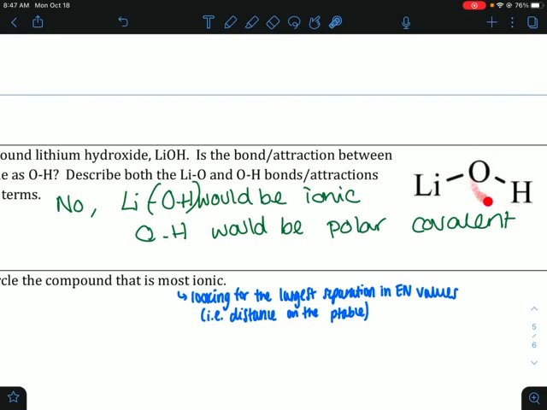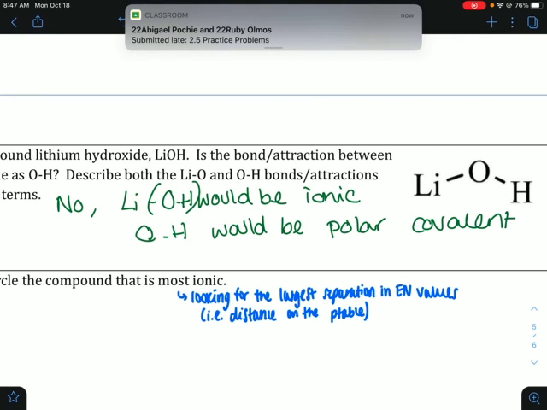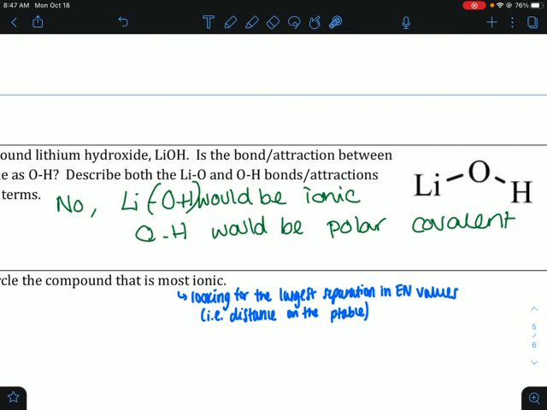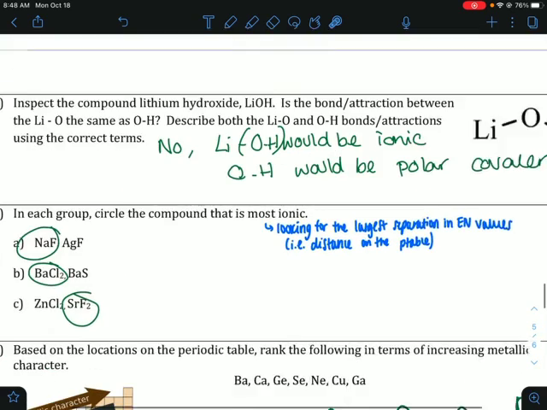So this here is a polar covalent bond, because there's going to be a pretty substantial difference in electronegativity between the oxygen and the hydrogen. However, now that we have a non-metal compound, OH, and we have a metal, comparing the electronegativity differences between these is going to be an ionic bond. Lithium is totally going to give up its electrons and give that to the OH molecule.